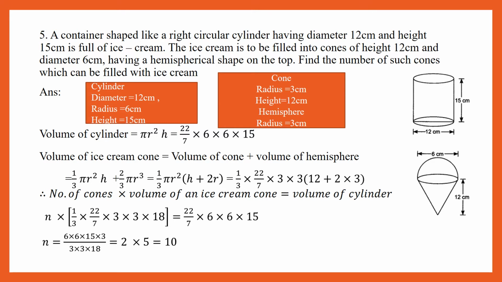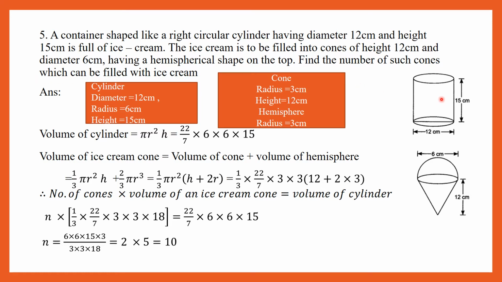Question number 5. A container shaped like a right circular cylinder having diameter 12 cm and height 15 cm is full of ice cream. The ice cream is to be filled into cones of height 12 cm and diameter 6 cm having a hemispherical shape on the top. Find the number of such cones which can be filled with ice cream.